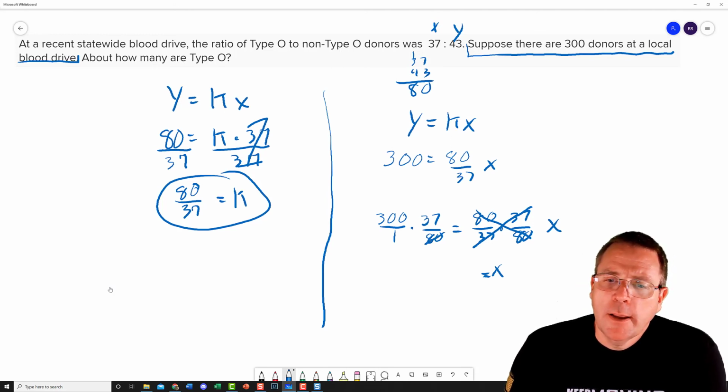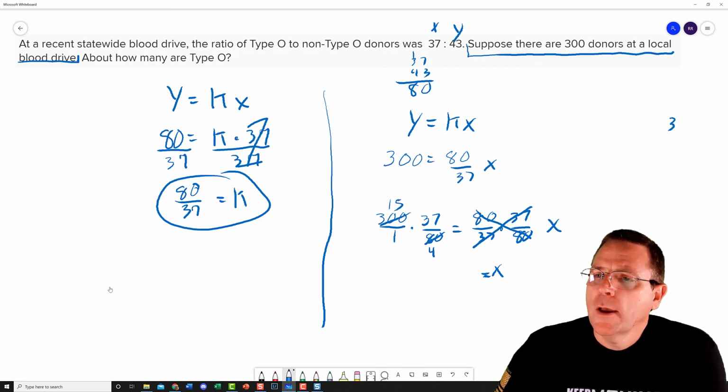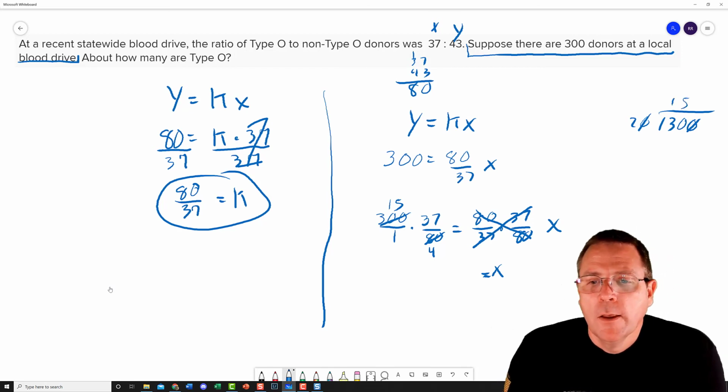First, I can say that 20 goes into 80 4 times, and 20 goes into 300, I believe, 15 times. Let me come off to the side and do that. That's 300 divided by 20. Well, that's the same thing as saying 30 divided by 2. Yep, it is in fact 15. And with that, everything is simplified.